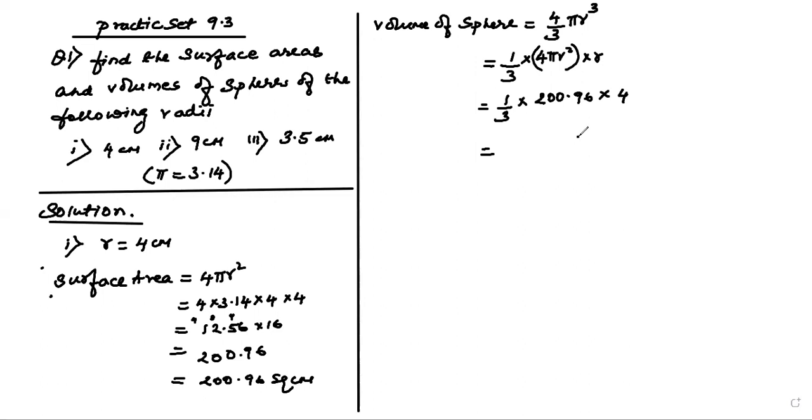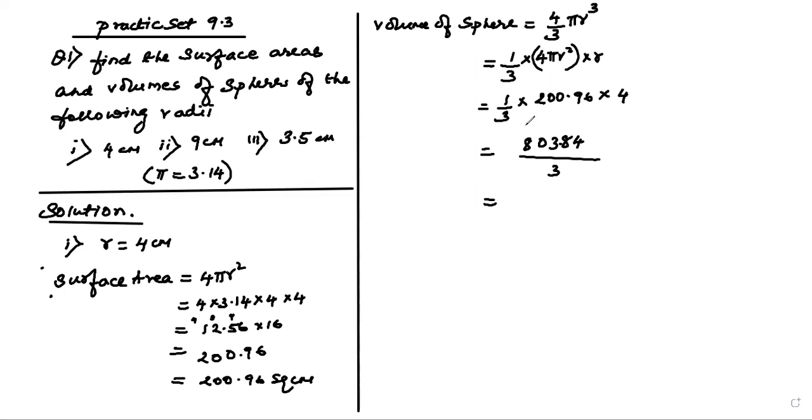4 6s are 24. 4 9s are 36. 36 plus 2, 38. 3 carry over. 4 200s are 800. 800 plus 3, 803. So now 2 digits after decimal. So here 803 divided by 3. Now when you have to divide by 3, I think orally we can do it.